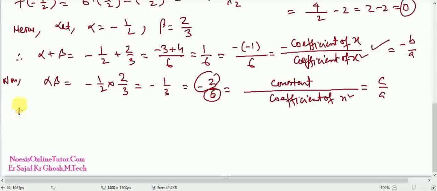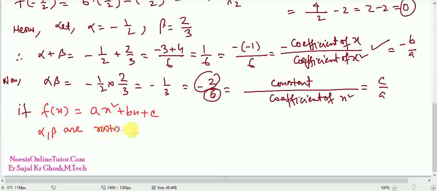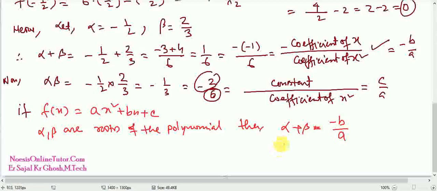Okay, so what we get? We get, if fx is equal to ax square plus bx plus c is a polynomial and alpha, beta are roots of the polynomial, then alpha plus beta should be equal to minus of coefficient of x by coefficient of x square, and alpha beta equal to constant by coefficient of x square. Okay.